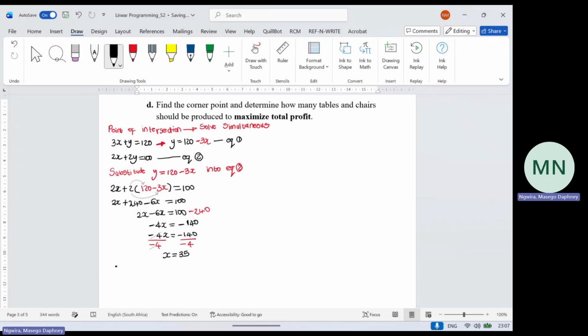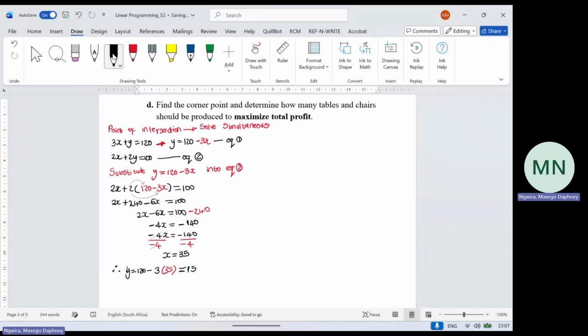Now, therefore, I'm going to solve for my y. With the point of intersection, you solve for both x and y, because it's simultaneous, solving for x and y at the same time. So I am going to use this one to solve for y, because y is already on my left-hand side. So y is equal to 120 minus 3, and wherever I see x now, I put 35. This is how it works. Use x to find y, use y to find x. Then my answer is going to be 15.